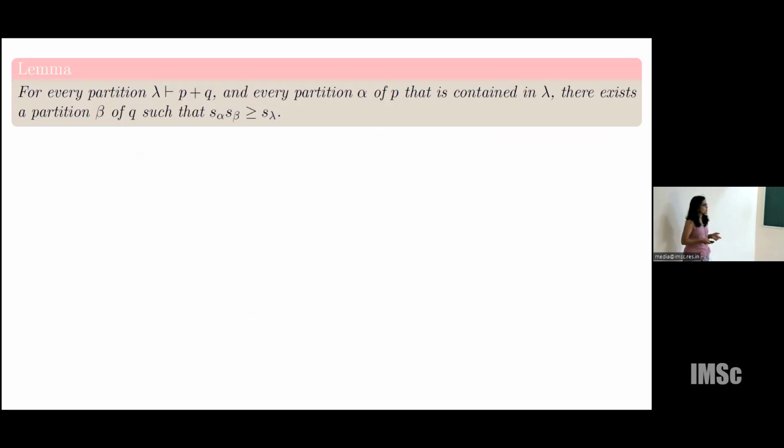And so we also showed that, and now I am giving a sketch of the proof of how it comes. I won't be going into the details, just a sketch only for this part. So for every partition, if I pick any partition lambda of the form p plus q, then for every partition alpha of p that is contained in lambda, I can always find a beta of q such that S alpha S beta is greater than or equal to S lambda. For this, I will be using the Littlewood-Richardson rule.